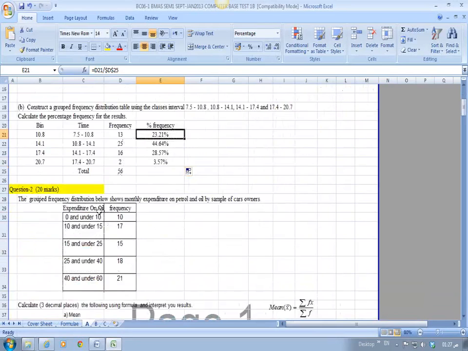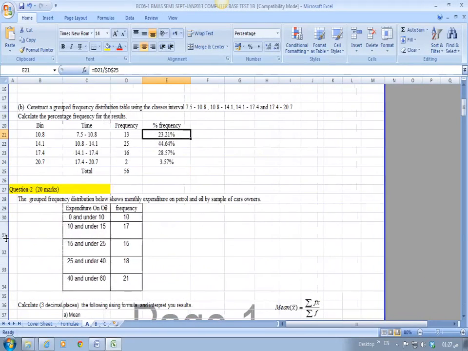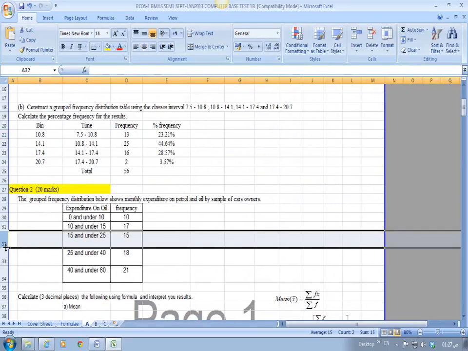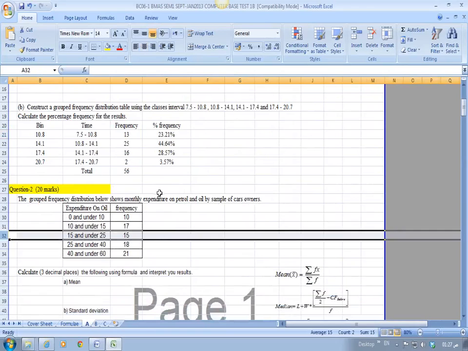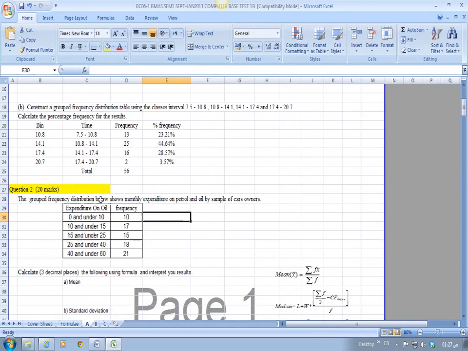The third question, this one is the third question, and in this question I want to answer the question. This question is for group data.